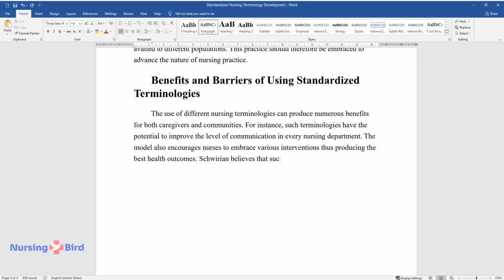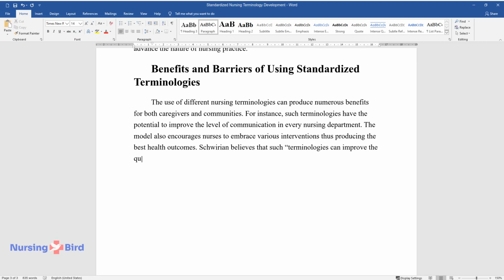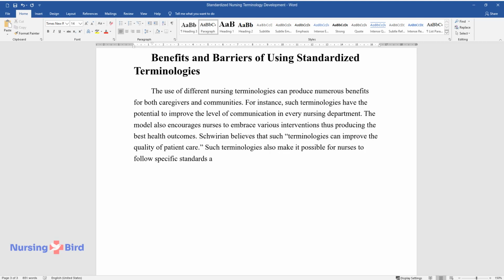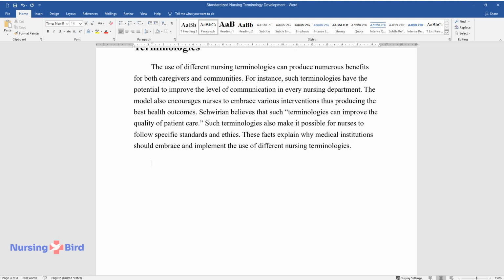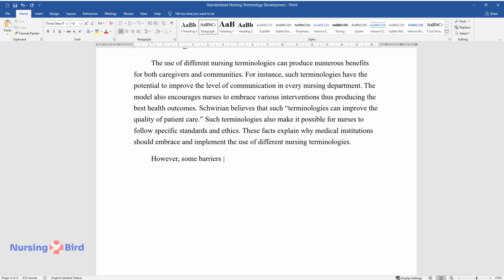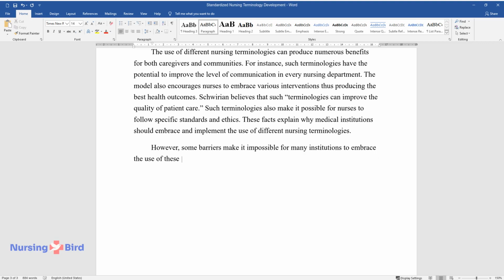Schweirian believes that such terminologies can improve the quality of patient care. Such terminologies also make it possible for nurses to follow specific standards and ethics. These facts explain why medical institutions should embrace and implement the use of different nursing terminologies. However, some barriers make it impossible for many institutions to embrace the use of these terminologies.